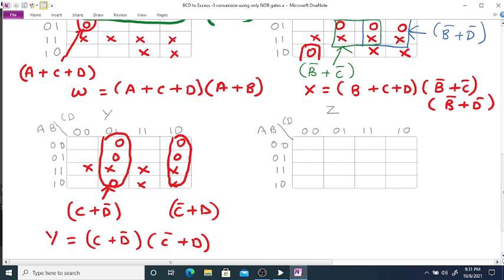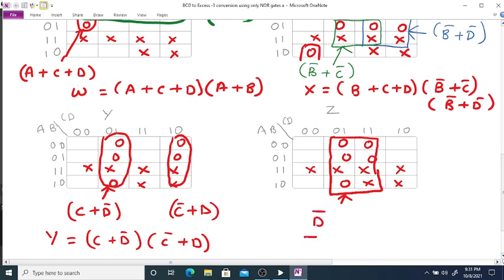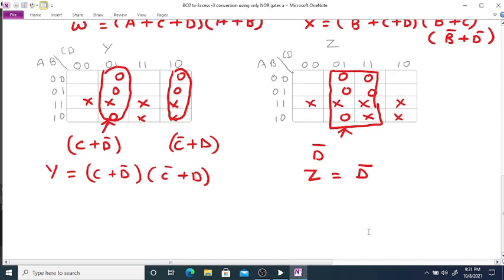Now, lastly we will have the K map for Z. So, we will get here 0, 0, 0, 0, 0, and we will have don't care conditions over here. So, we can form an octet over here directly. This octet is represented by D bar. So, the Boolean expression for Z will be D bar. Now, by using these expressions, we can form the circuit diagram using only NOR gates.